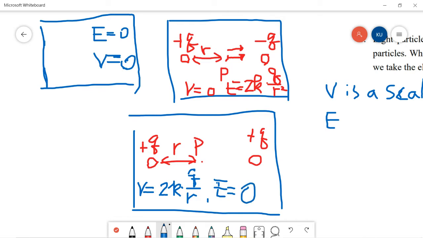because for the left-hand side charge, it will generate an E field pointing to the right side, and for the right-hand side charge, it will generate an E field pointing to the left side with equal magnitude. So they cancel each other, and then it turns out E will be 0. So this is the main difference when we calculate the electric field and the electric potential.